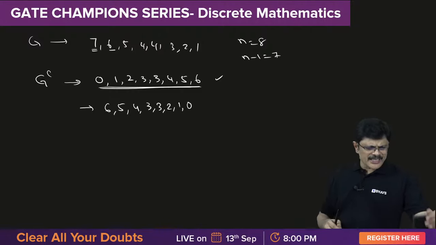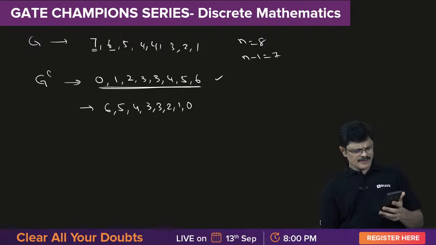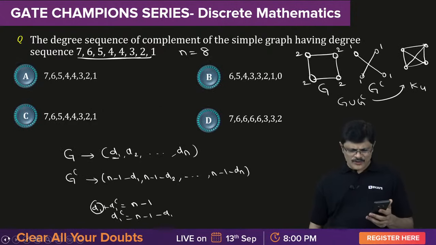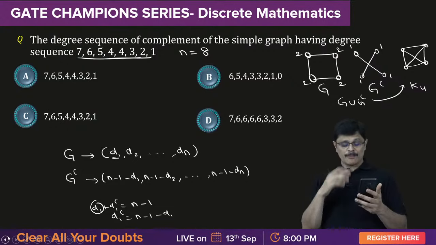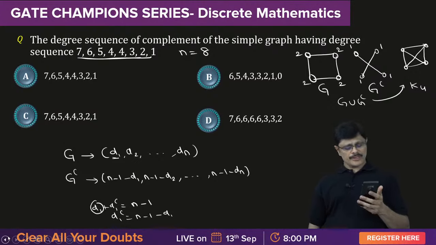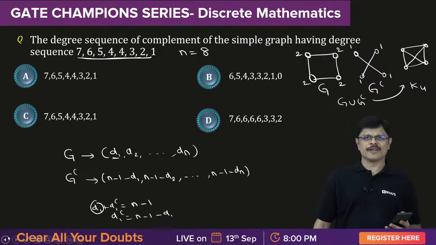Why are you writing D39, sir? What is the D39? Acha, you are saying for every vertex, what is the answer? Acha, the sum of degrees in the complement you are finding. Okay, that also you can do. Yeah, that is also a very valid, good question from the GATE point of view.